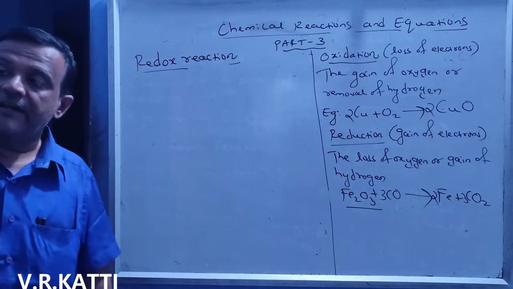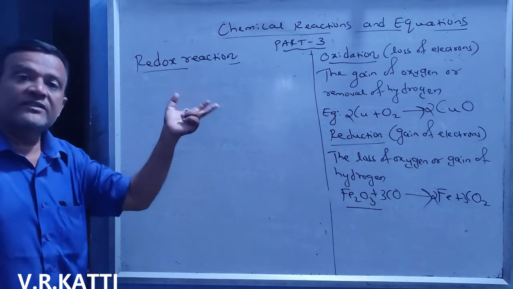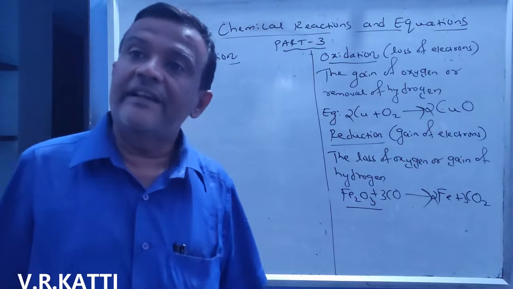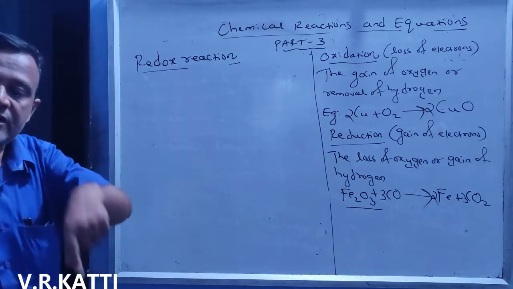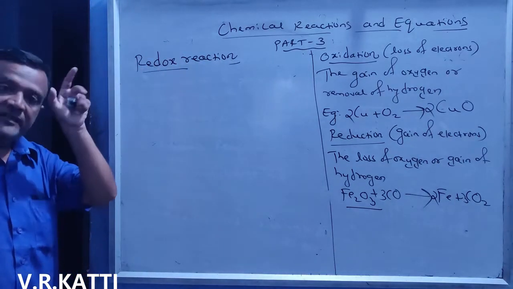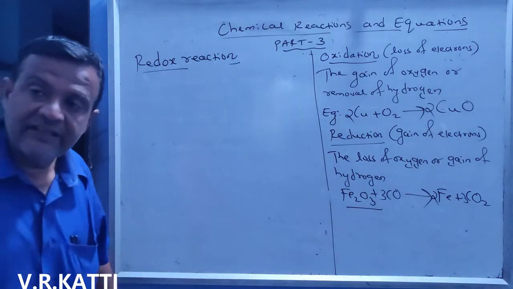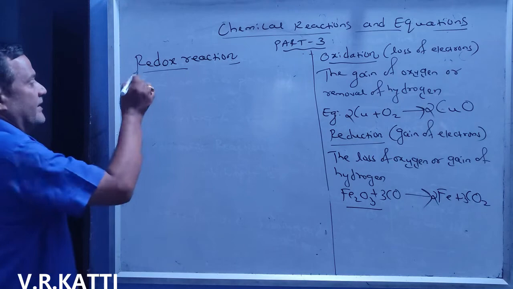Redox. RED represents reduction. OX represents oxidation. If both oxidation and reduction take place simultaneously in a reaction, then it is called a redox reaction.